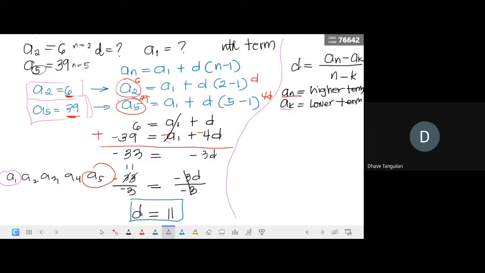Is 6 the lower and 39 the higher, miss? Yes. So the higher term is 39 and the lower term is 6. Okay? Laging titingnan yung n, hindi yung value. Malinaw? Ito yung titingnan ninyo ha, hindi yung value. Kasi minsan, ang value mas mababa, pero higher term siya.